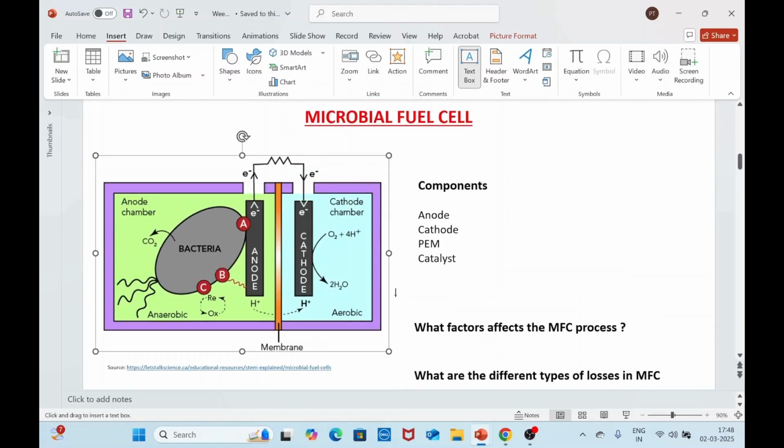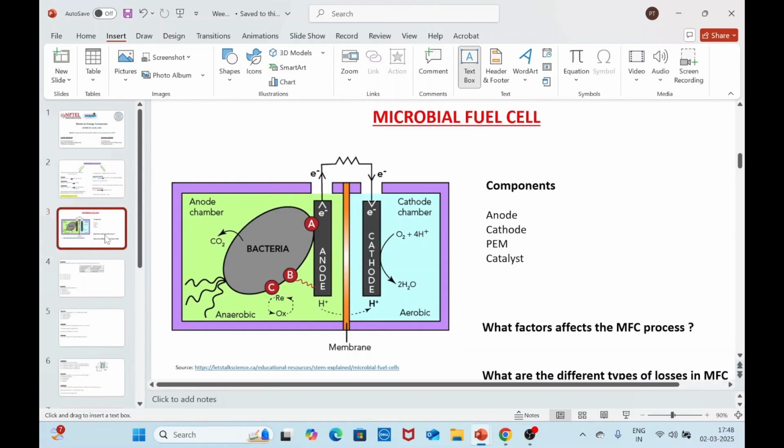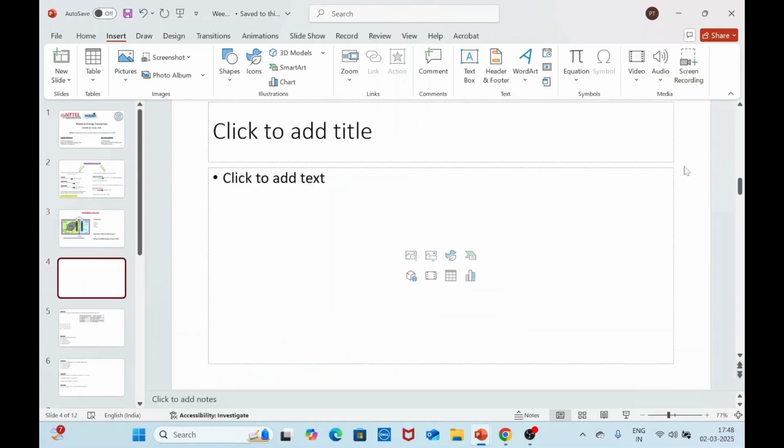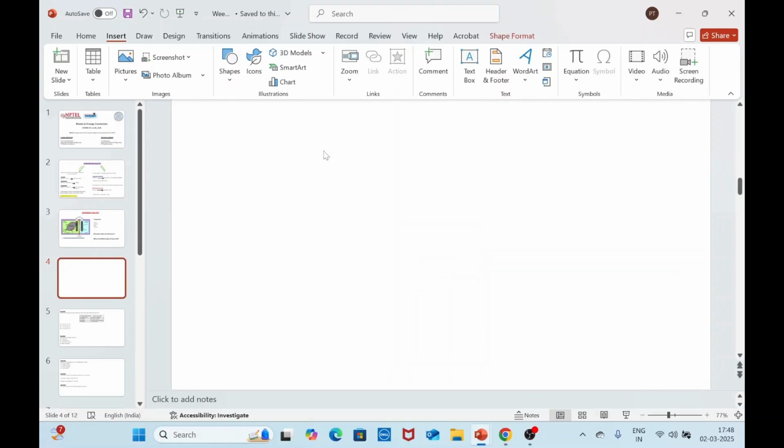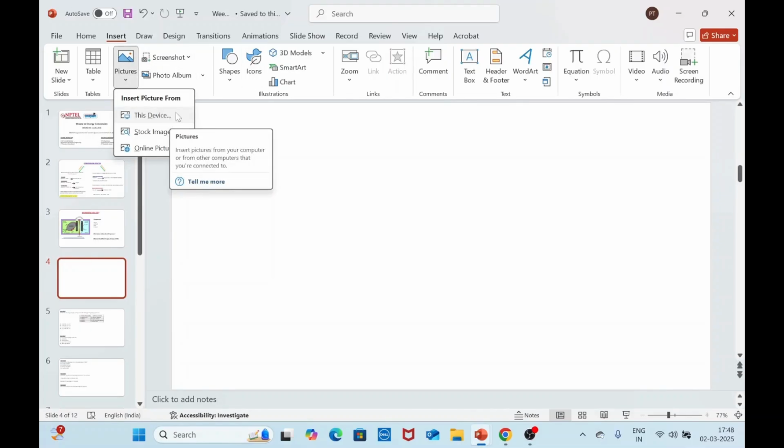Do we have enough space here? Okay, let me go with a new slide. Let us write the reactions actually. That is more important here, because the mechanism is based on the reactions only.